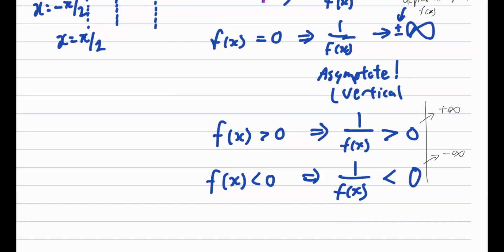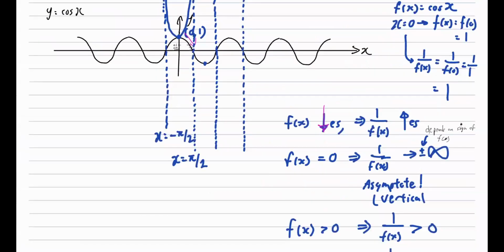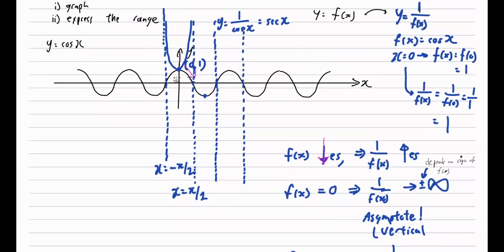Okay, I shouldn't write that down. That's not very accurate. Yeah, I think this is clear enough. Depends on the sign of f(x). If this fella here is equal to 0, but it's approaching from positive values, then it will go towards positive infinity. If it's approaching from negative values, then this will be negative infinity.